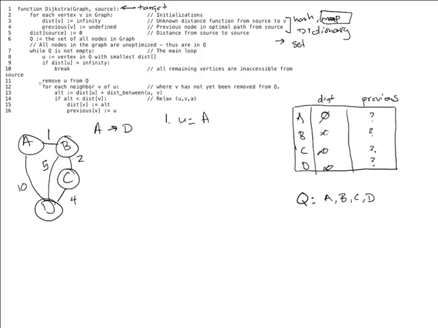Okay, and so now if our distance to U is infinity, then we're going to break out. What this is saying is, you know what, we can't get anywhere from here, so we're just going to break. In this case, this is not true for us. The distance for node A is 0. So we're going to continue on. What we are going to do, though, is remove U from Q. I'm sorry, remove U from Q, not U from source. So Q no longer has A in it.